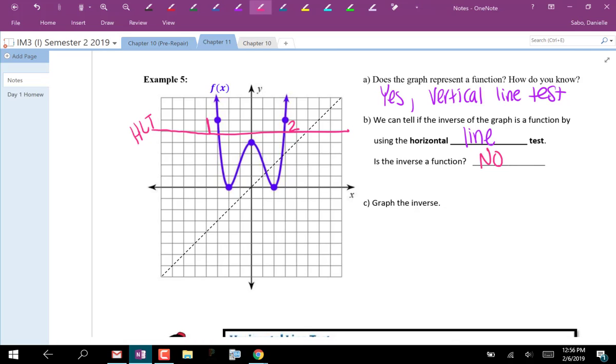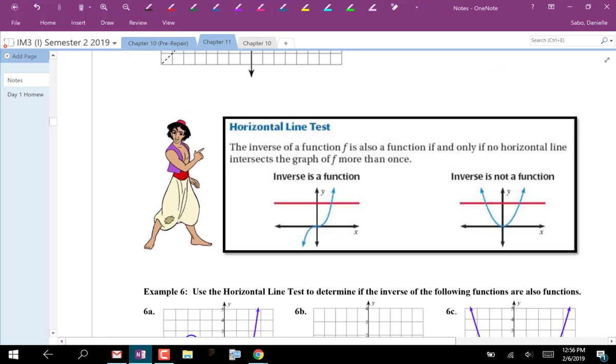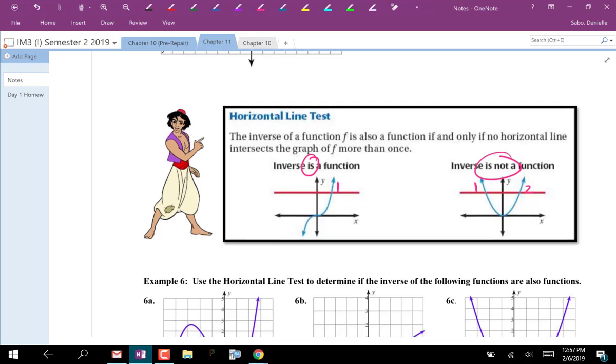It can only cross one time. And Aladdin down here is telling you that information. It says that you can figure out if the inverse is a function based off this. So I'm going to put a 1 here, and that's what makes it a function. And because this guy crosses 2 times, it's not a function. Just highlighting for you that crossing 1 time is great. Crossing twice or more is not okay. It would not be a function.